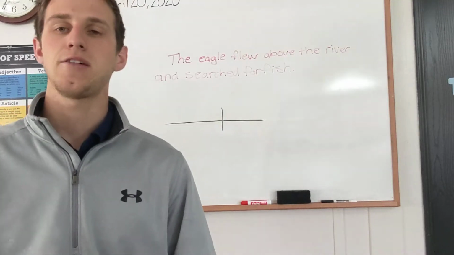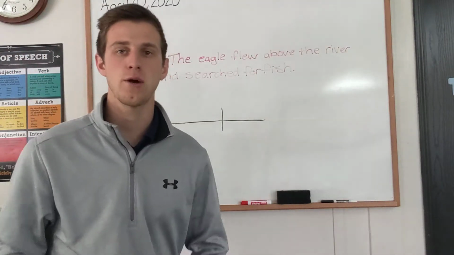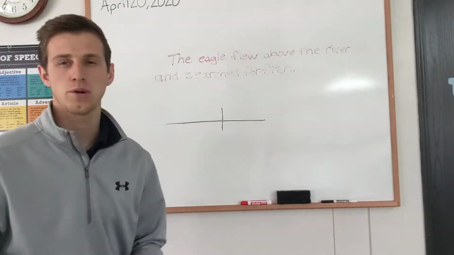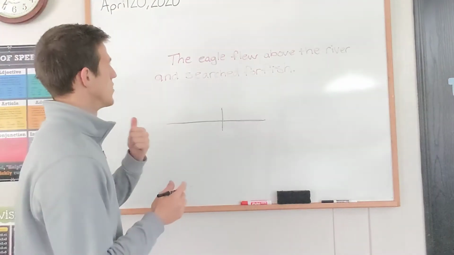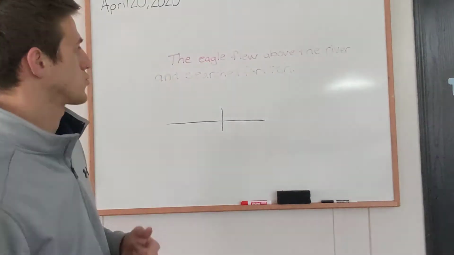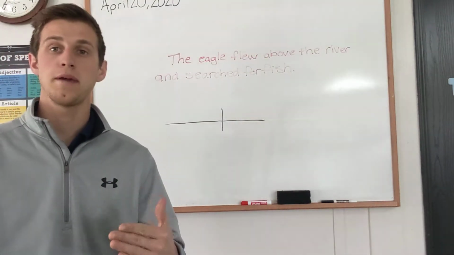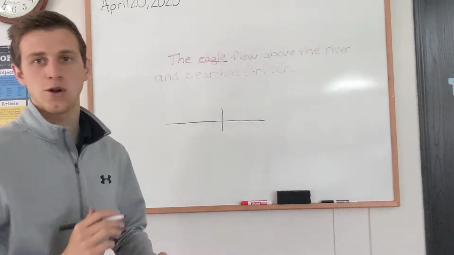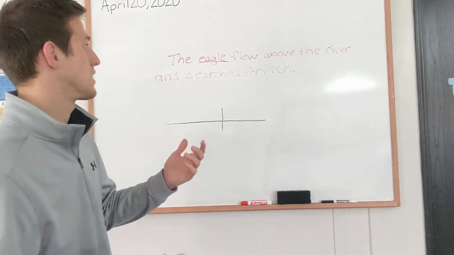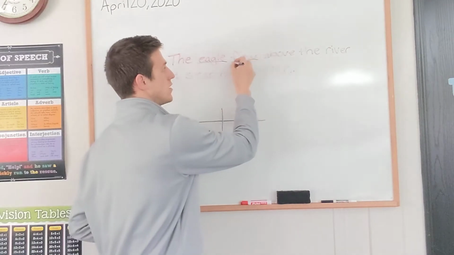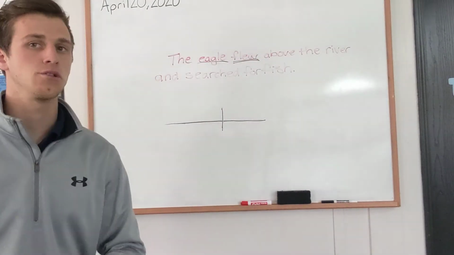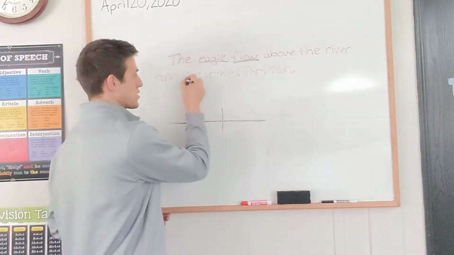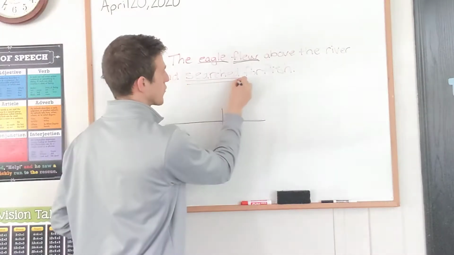All right, now that you guys are done, I'm gonna go through it and we're gonna check it and see if we did it correctly. So the first thing we're gonna do is find our subject. The eagle flew above the river and searched for fish. Our subject would be eagle, right? So let's underline our eagle. And then what did the eagle do? He flew. Is there anything else that our eagle did? He flew and he searched, right? So we have our compound verb.